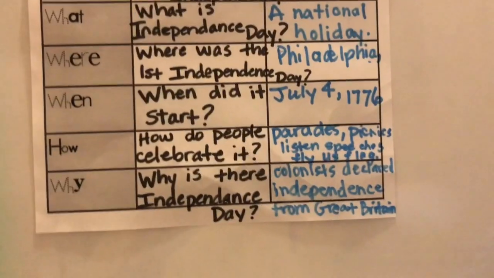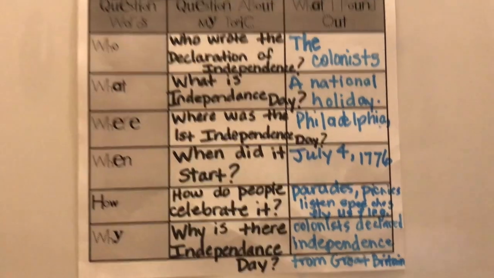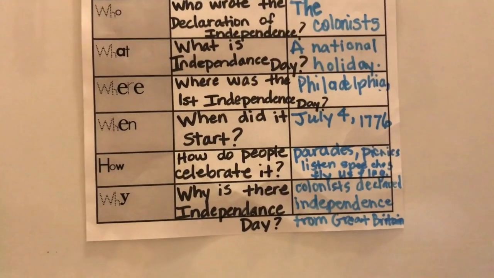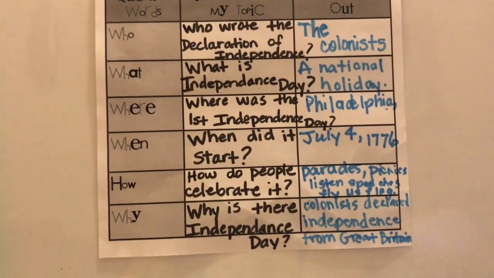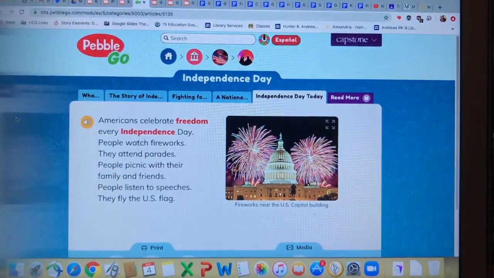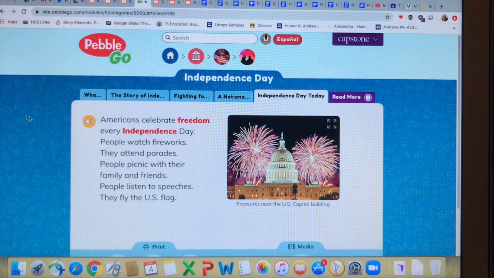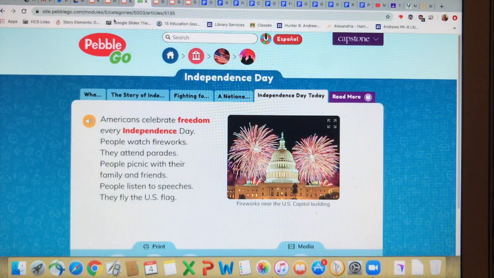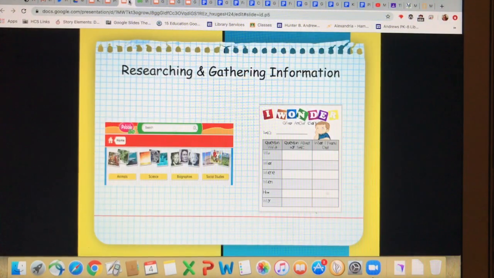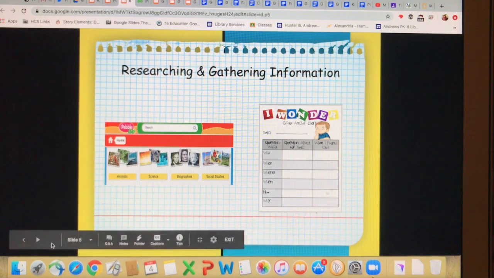Remember? And they wrote the Declaration of Independence because they wanted to be free. They wanted to be America. They didn't want to be part of England anymore. All right, guys. Excellent. Good job. Okay. So we answered our questions.